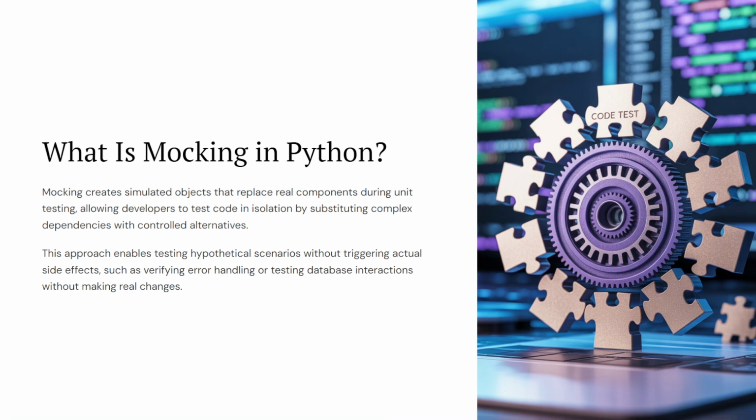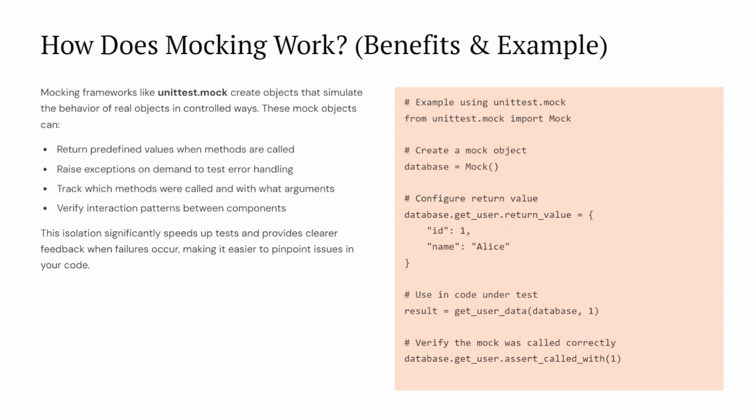So we'll go further and then we'll check out how it does work. So mocking frameworks like the unittest.mock creates objects that simulate the behavior of real objects in controlled ways, and these mock objects can actually return predefined values when methods are called, raise exceptions on demand to test error handling, and then track which methods were called with what arguments, and verify interaction patterns between components. This isolation significantly speeds up tests and provides clearer feedback when failures occur, making it easier to pinpoint issues in your code.